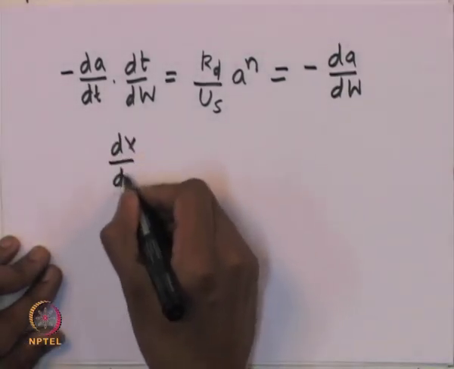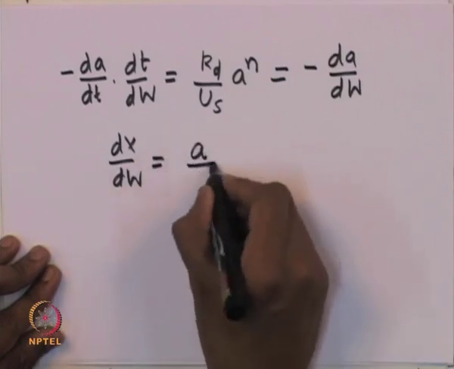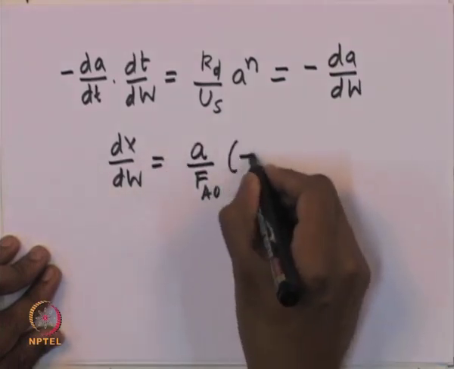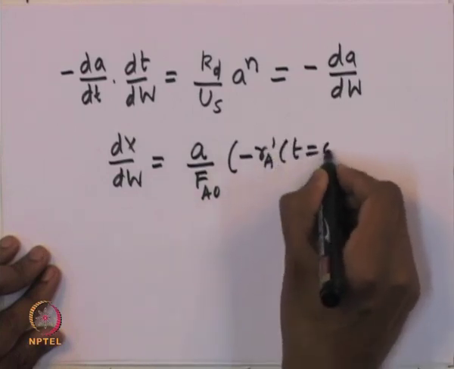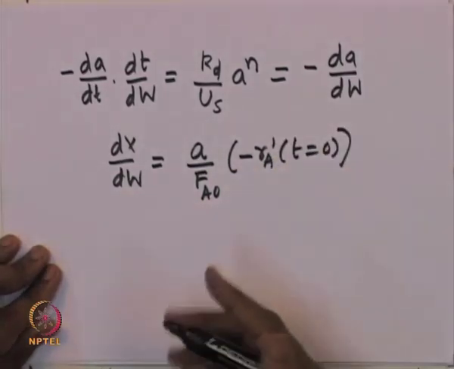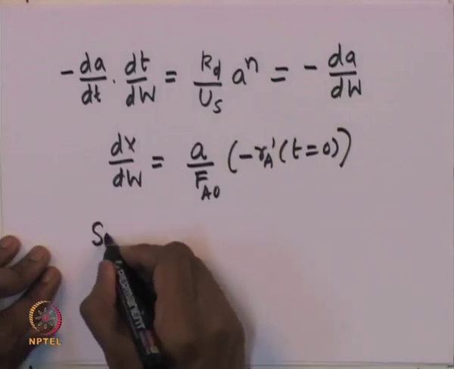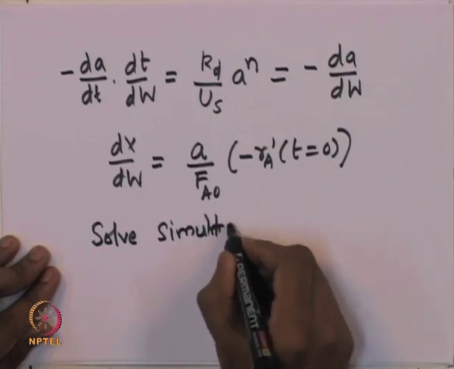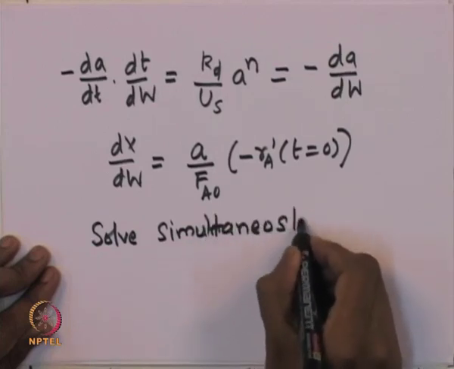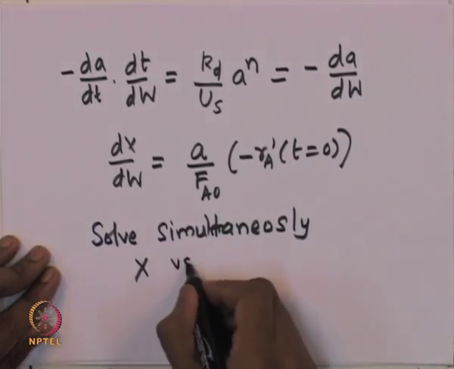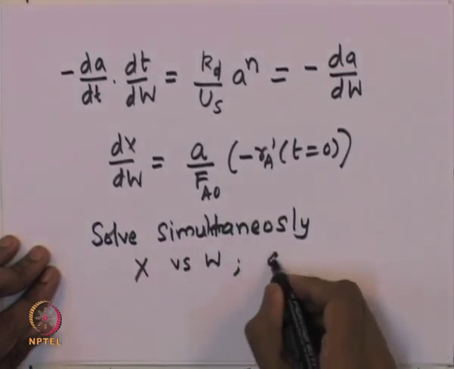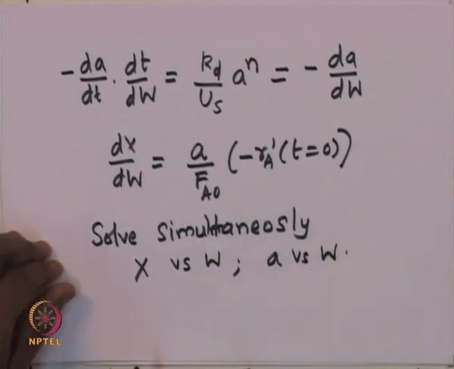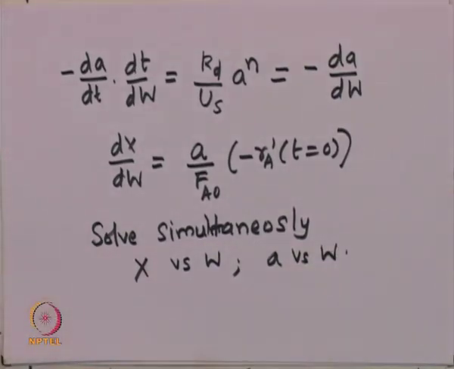And dX/dW is given by a/F_A0 times -r_A' at t = 0. So, one has to solve these two equations simultaneously to obtain X versus the weight of the catalyst and a versus the weight of the catalyst. That characterizes the moving bed reactor. Once we know this, we can use it in design parameters in order to appropriately design the catalyst.